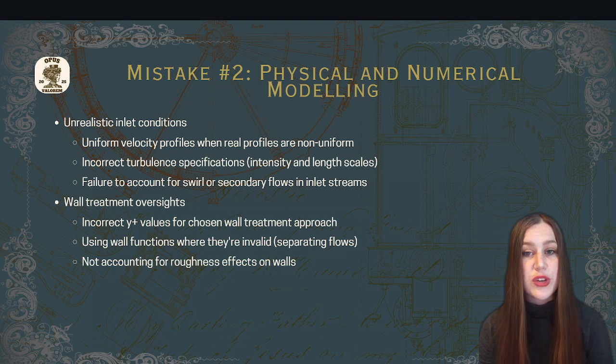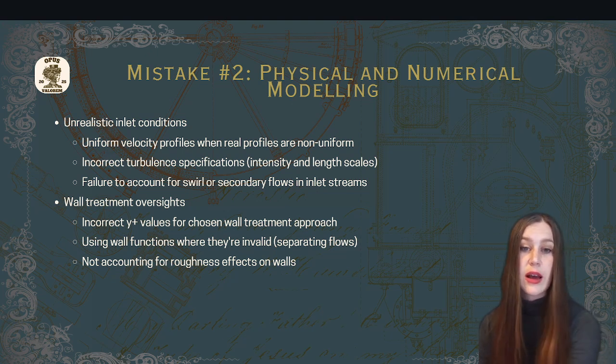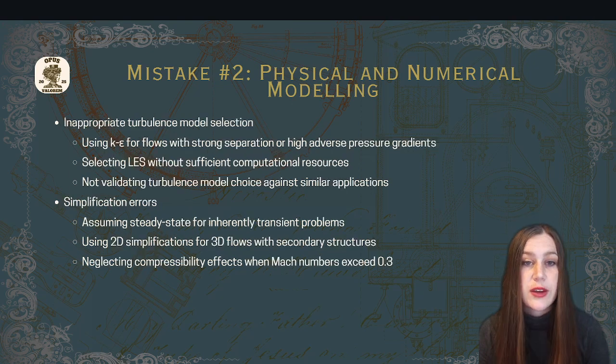You might not have wall treatment correctly set up, using wall functions that are not valid and not accounting for roughness effects on walls. You might select an inappropriate turbulence model or not validate the turbulence model against similar applications. It is important to note here that the appropriate turbulence model might rely solely on the company best practice, in which case you should consult with your senior or technical leader.